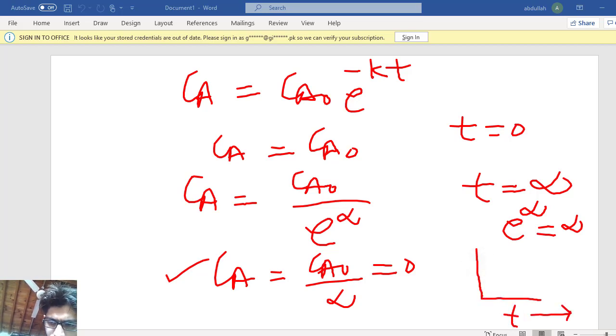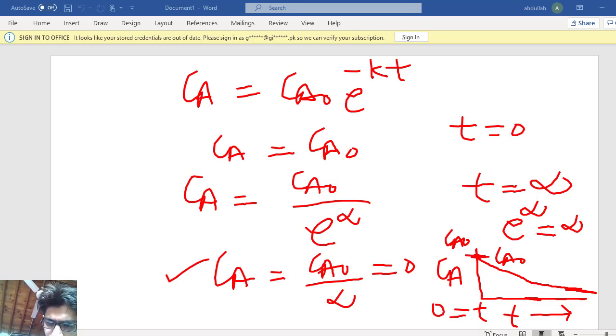So we will get a graph like this. This is the time, this is the CA. At time t equal to 0, CA is equal to CA naught, and at higher time, when time tends to infinity, CA becomes 0. So this is the graphical form of the first order reaction.